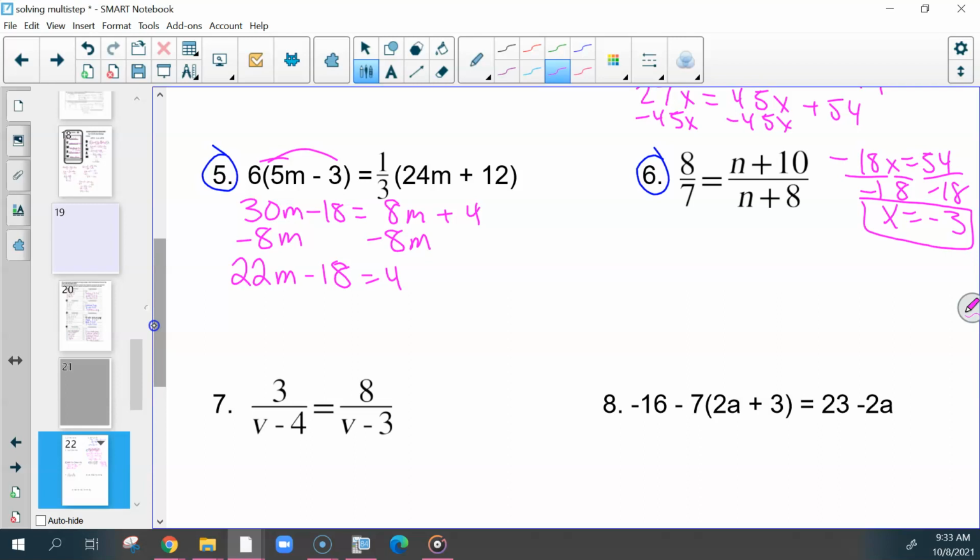Okay, then solve for m, add 18 to both sides. And then divide both sides by 22. Correct. 22 divided by 22. Oh wait, 18 plus 4 is 22. It's okay.